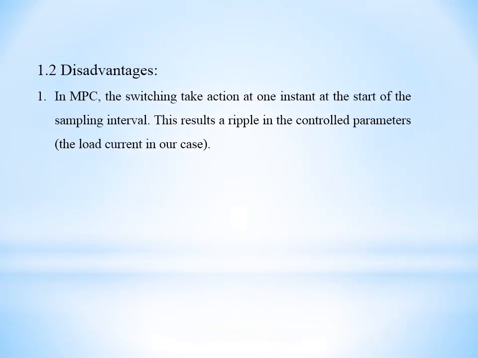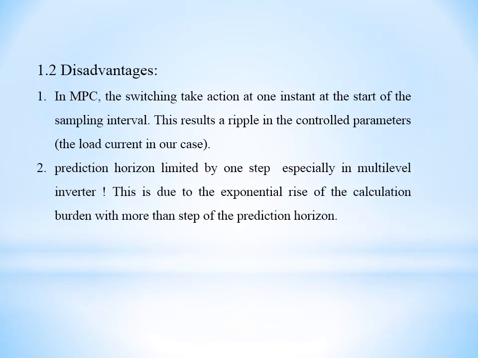Disadvantage. In MPC, the switching takes action at one instant at the start of the sampling interval. This results in a ripple in the controlled parameters, in our case, load current. The prediction horizon is limited to one step, especially in multi-level inverters. This is due to the exponential rise of the calculation burden with more than one step of the prediction horizon.